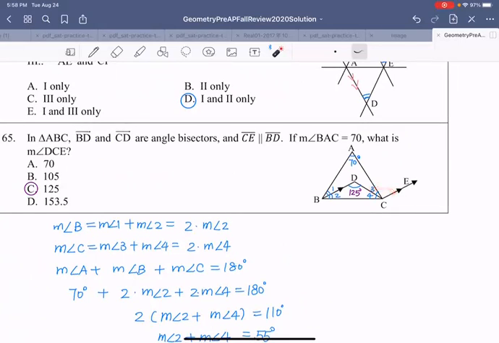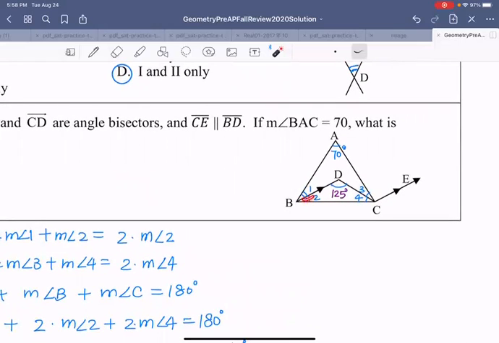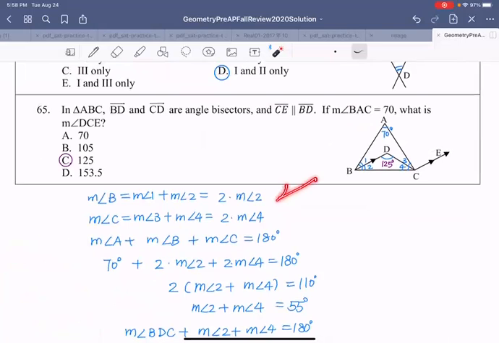DCE. Look here. These two lines are parallel, so these two angles are congruent. These two angles are alternate interior angles, so they are congruent. So this guy equals 125. Does this make sense? Yes. Can you repeat the way I did it? I'll show you the notes, you can explain.